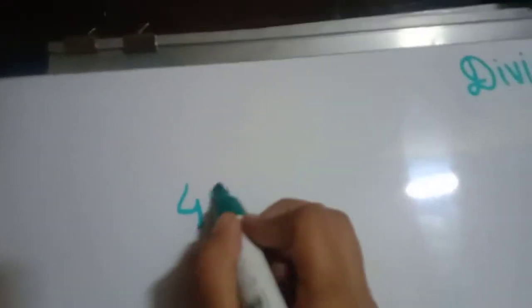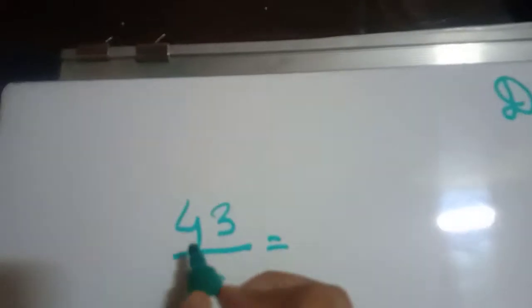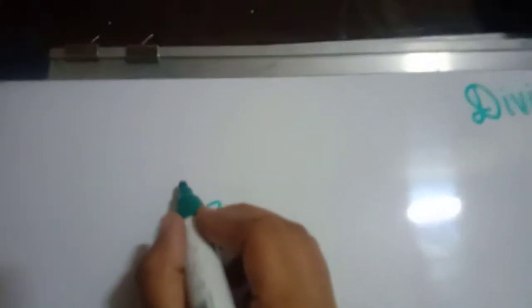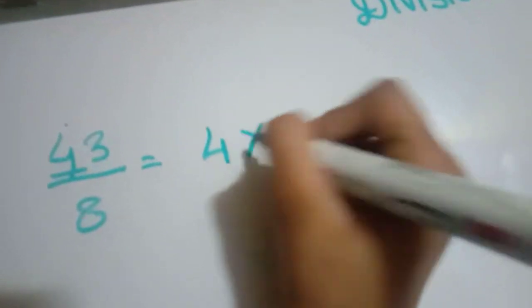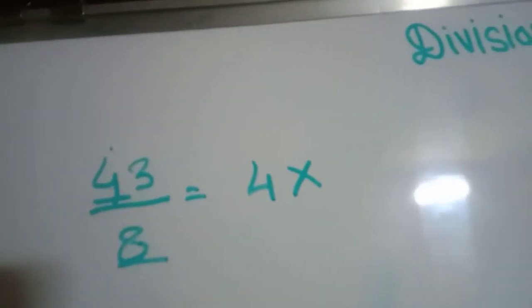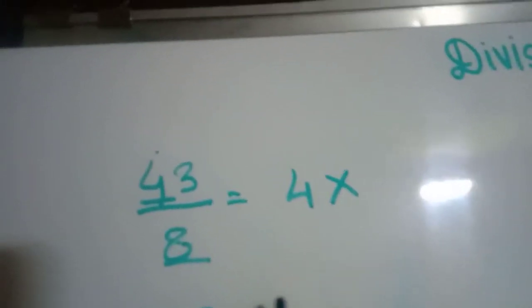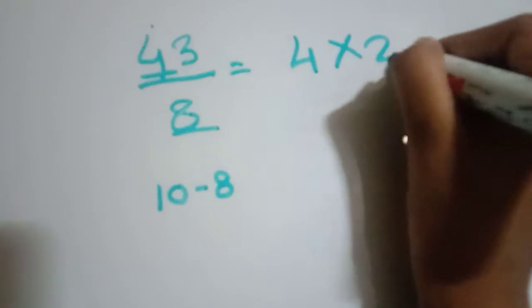Now division by 8. Say we have 43 divided by 8. So what to do now? In the tens place there is 4, so we will write 4 here. Then the base of 8 is 10, so 10 minus 8, the complement of 8, is 2. So we will write 2 here.